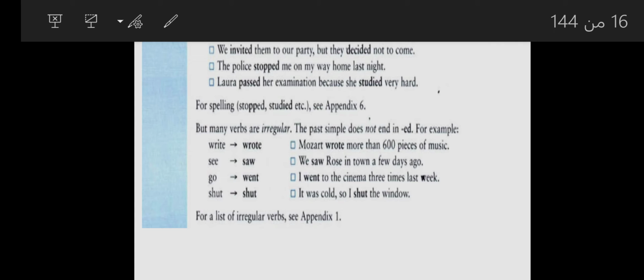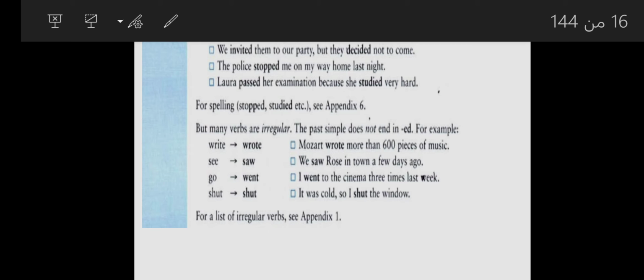But many verbs are irregular. On the other hand, we find that many other verbs are irregular. The past simple does not end in ed in the irregular verbs. For example, the verb write. Write becomes wrote in the past. See becomes saw in the past. Go becomes went in the past. Shut remains shut in the past. Remains the same.